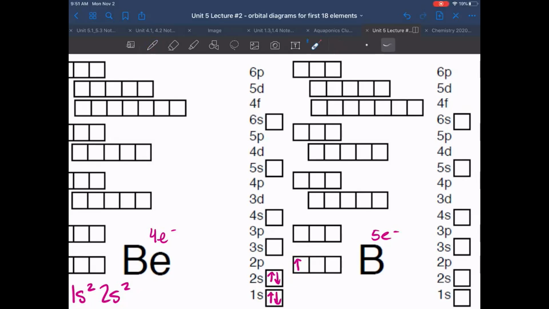Those s orbitals, there's only 1 orientation. That's why we only have 1 box. P has 3 different orientations, so there's 3 different orbitals. We haven't talked about their shapes, but just know that as you go higher in energy, things get more complicated. Can that 2p level hold 6? Correct. Right now, though, since we only have 5 electrons, we're just going to have 1 in the leftmost orbital.